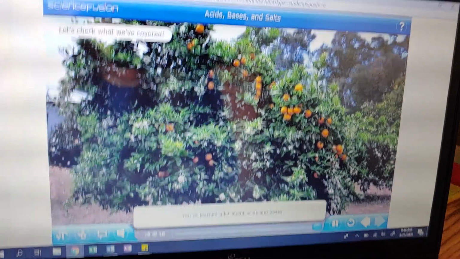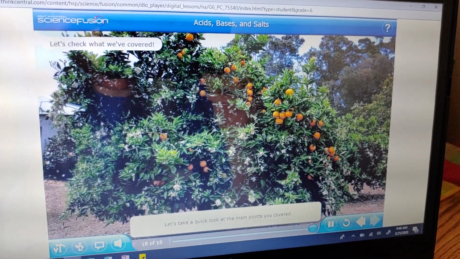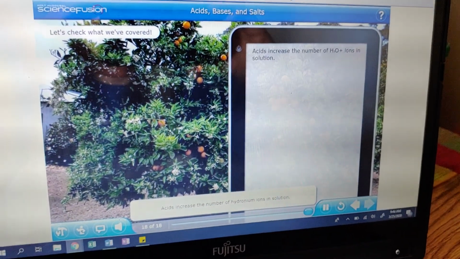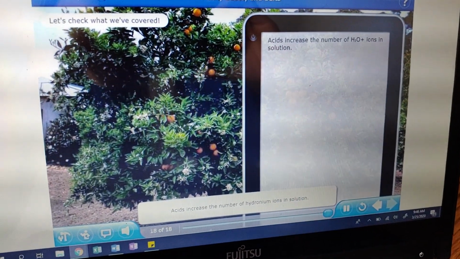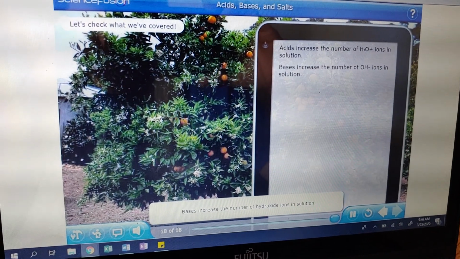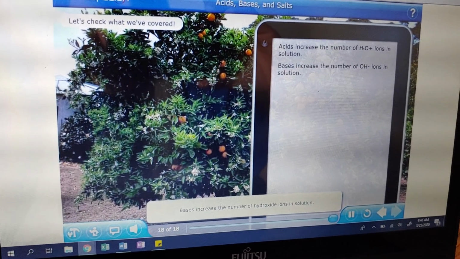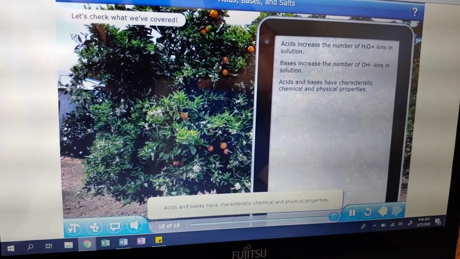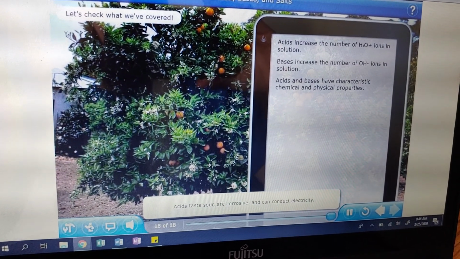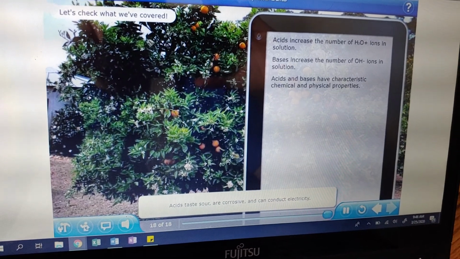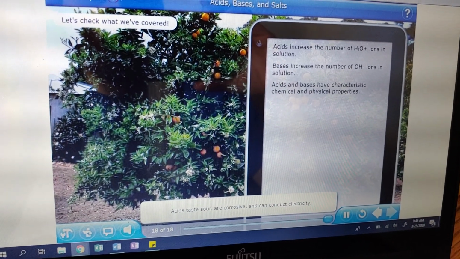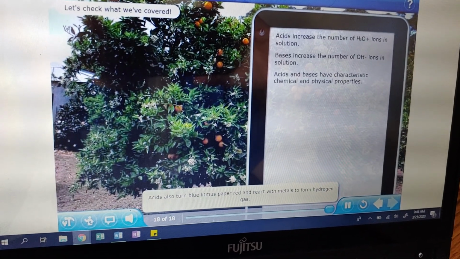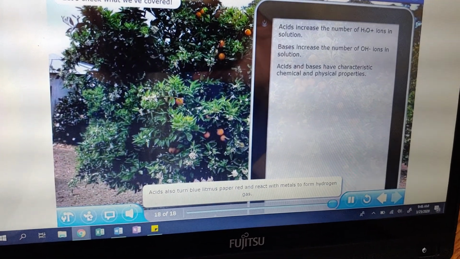You've learned a lot about acids and bases. Let's take a quick look at the main points you covered. Acids increase the number of hydronium ions in solution. Bases increase the number of hydroxide ions in solution. Acids and bases have characteristic chemical and physical properties. Acids taste sour, are corrosive, and can conduct electricity. Acids also turn blue litmus paper red and react with metals to form hydrogen gas.